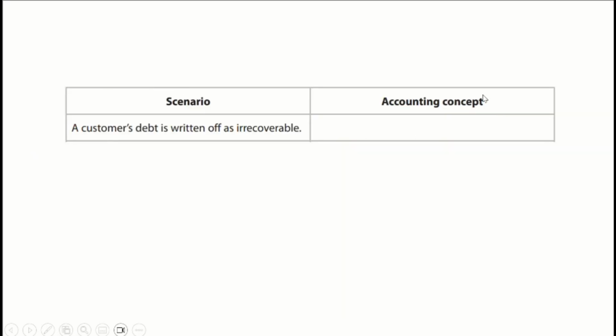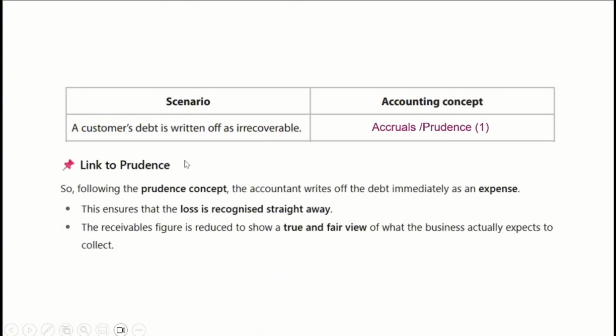Scenario, accounting concept. A customer's debt is written off as irrecoverable. Which accounting concept is this linked to? Can be accruals or prudence concept. Linked to prudence. As you can see here, the accountants write off the debt immediately as an expense. This ensures that the loss is recognized straight away. The receivables figure is reduced to show a true and fair view of what the business actually expects to collect.